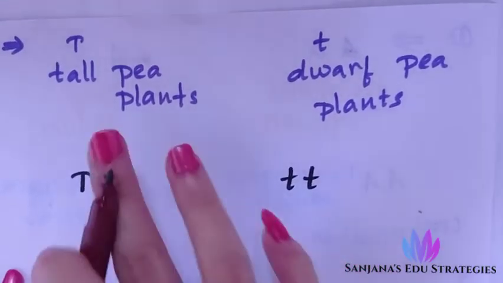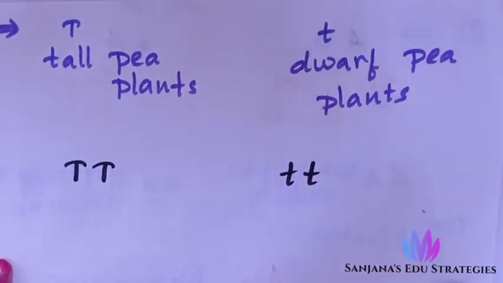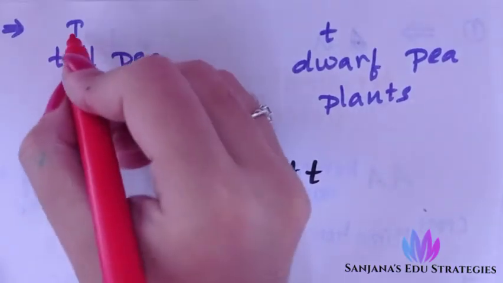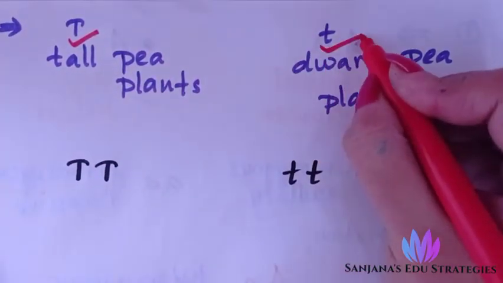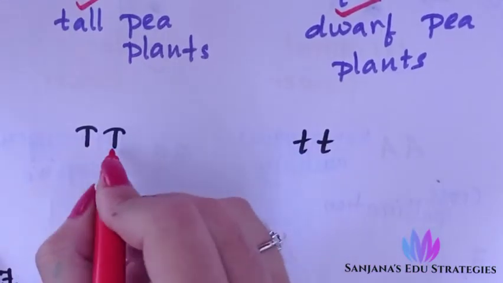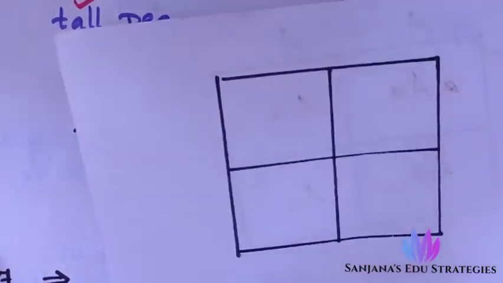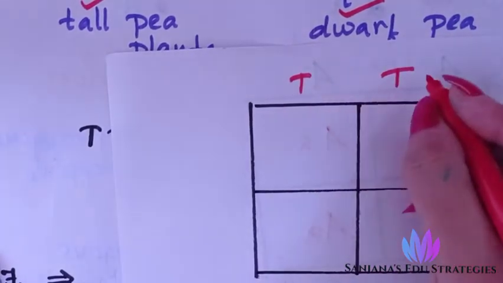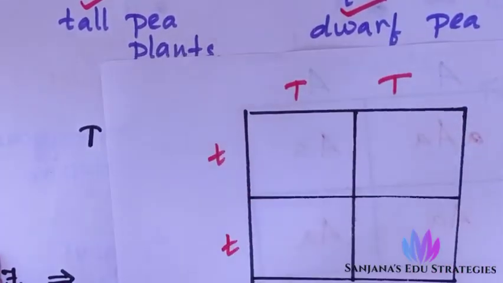Now we will see case 2. Case 2 is tall plant and dwarf plant. So he crossed a tall plant, which we denote as dominant capital T, and a dwarf plant, which is recessive small t. Now capital T, capital T and small t, small t you are crossing. Now we are crossing it.